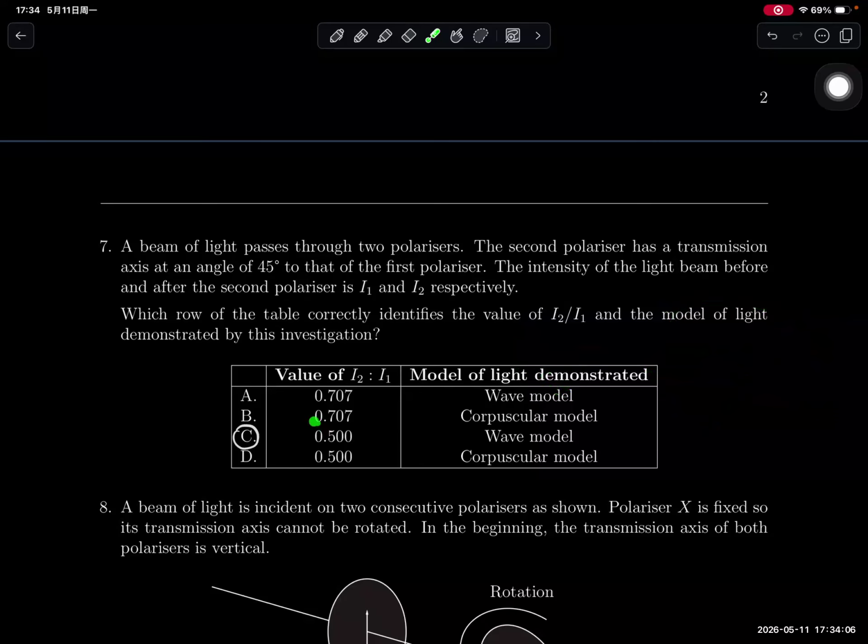Okay, so it'll be 0.5 of initial, and it shows you the wave model of light. Don't forget about the square. If you didn't do the square, you will end up with 0.707, and that's wrong.